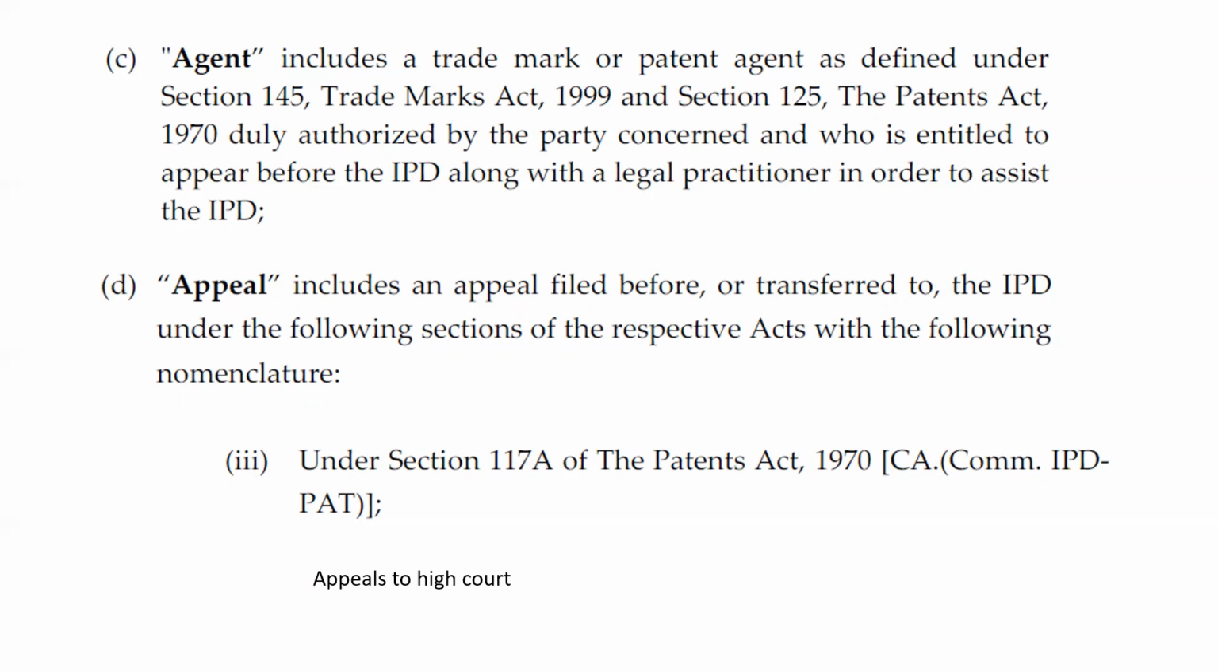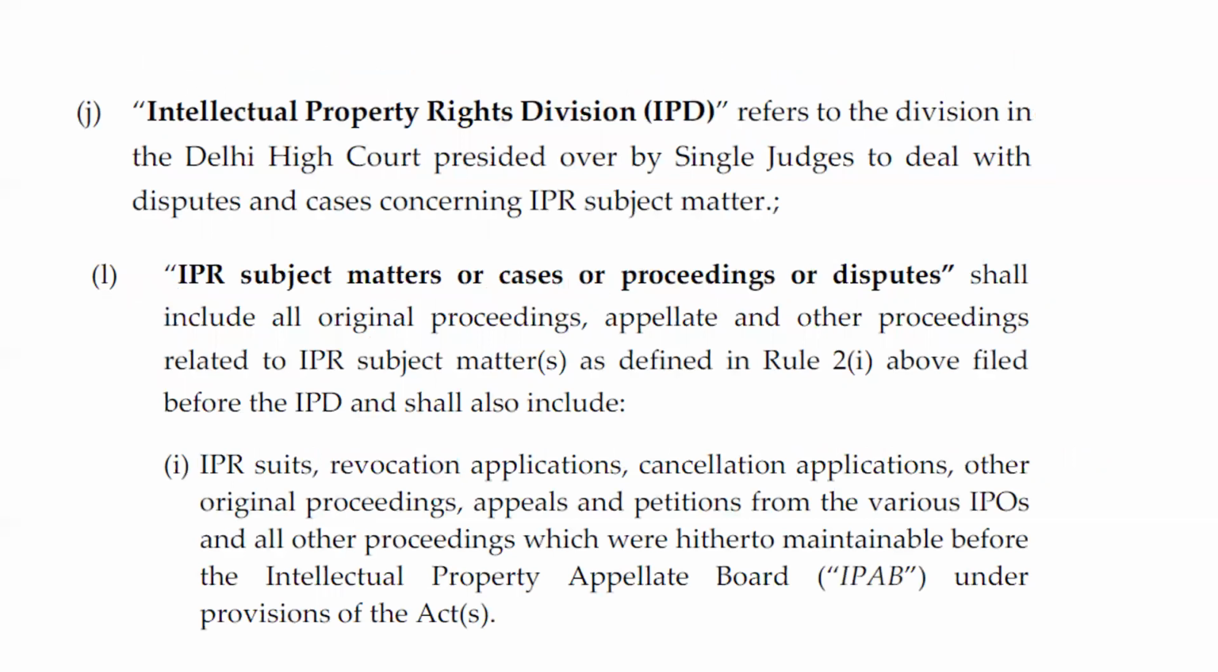And all the appeals, so under Section 117A, 117A talks about the appeals. Earlier it was appeals to the Appellate Board. Now it would be appeals to the High Court. So this will come under this Act. I've just copied a few definitions from there, and I would request you to read through the original paper. It is available, and you can get it by a simple search.